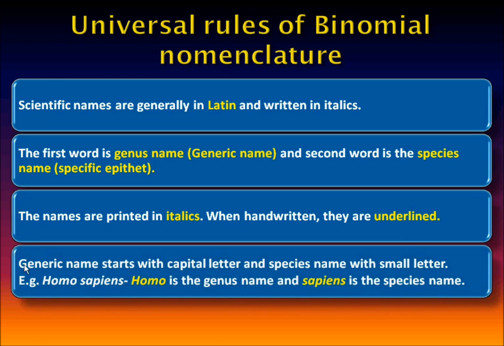Now, the generic name starts with a capital letter and the specific name starts with a small letter. Meaning the generic name starts with uppercase and the specific name starts with lowercase. Now, in this example you see here, it is written Homo sapiens. Homo sapiens is actually the name of a human being. We see that this is italicized, and Homo is the genus name and sapiens is the specific name.